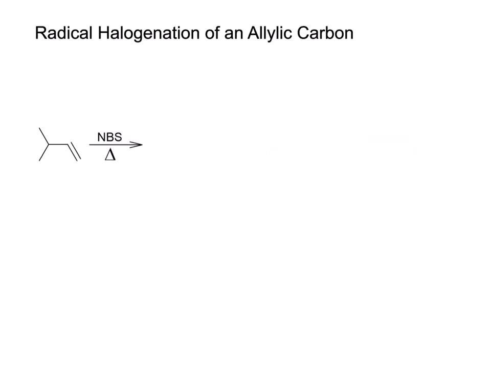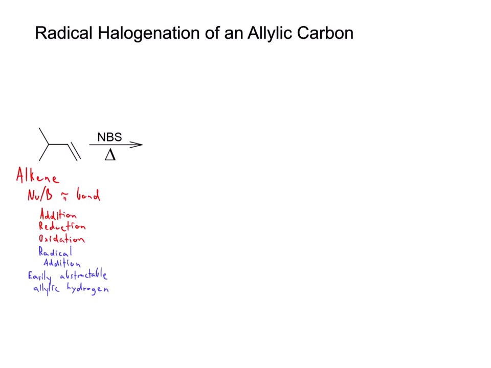Let's move on to another reaction, radical halogenation of an allylic carbon. Here we have an alkene reacting with NBS and heat. We're going to do the same thing that we always do. We're starting with the problem-solving process, and we're listing everything we know about that alkene. And of course, because we're talking about radicals, let's focus on the fact that we can either do radical addition at the pi bond, or that we have an easily abstractable allylic hydrogen.